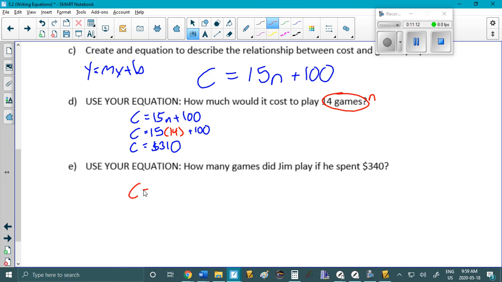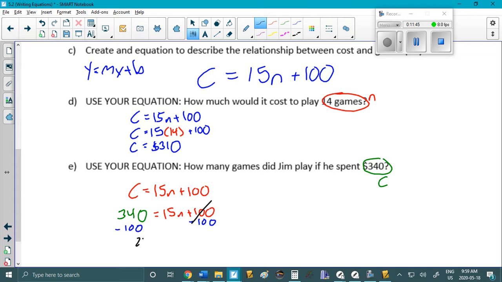So you could figure this out a few ways. I made it easy enough that that would work, but I want you to do it this way because sometimes you're going to have to do it the hard way. So he spent $340. This is his cost, right? So I sub in $340 for the cost. And now I'm going to solve for the number of games. So to get n by itself, I have to get rid of this 100. I use opposite operations. We have plus, so I do minus. So I get 240 equals 15n.